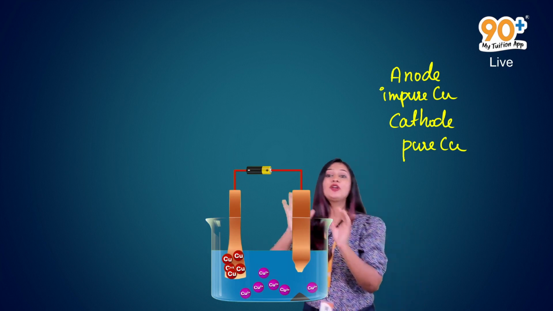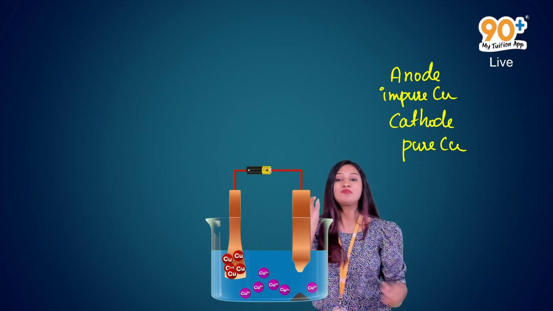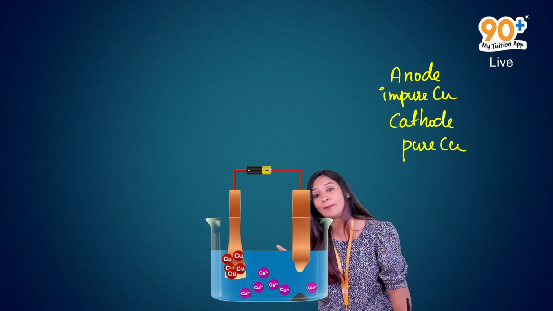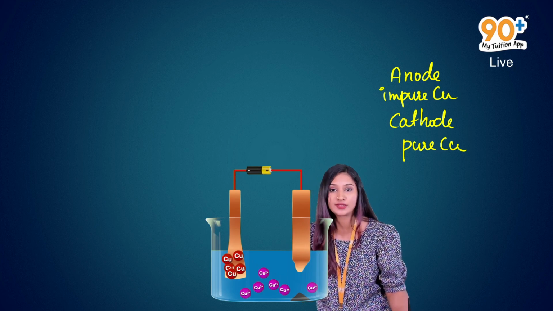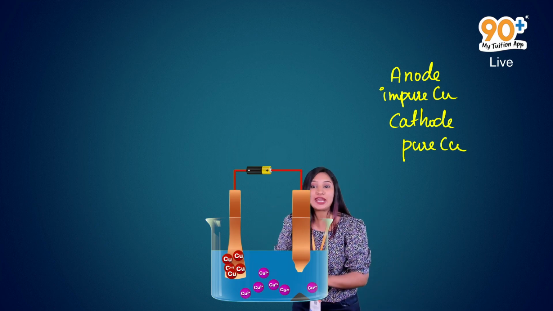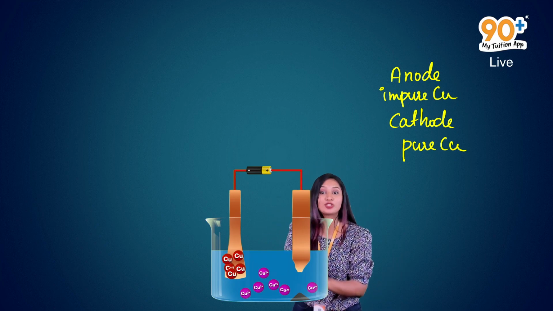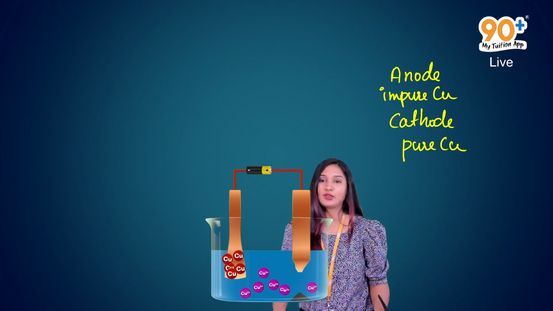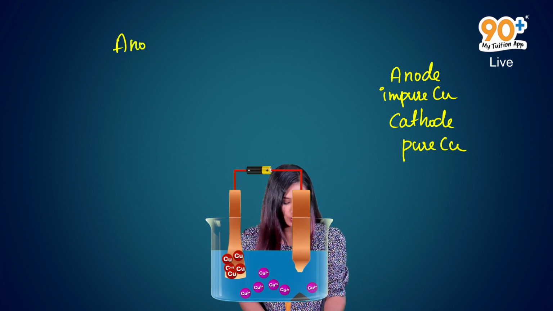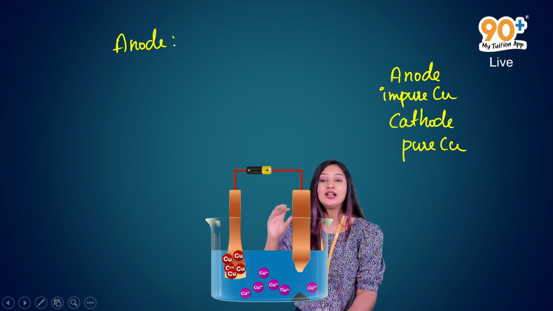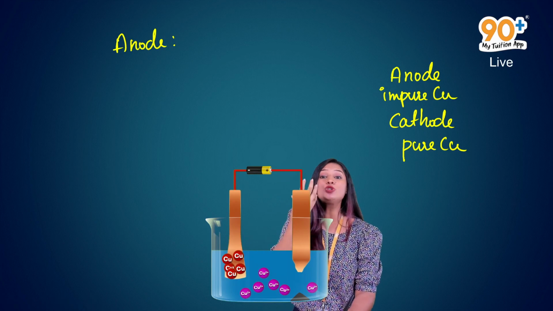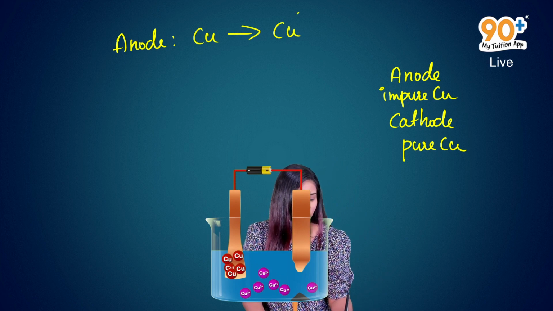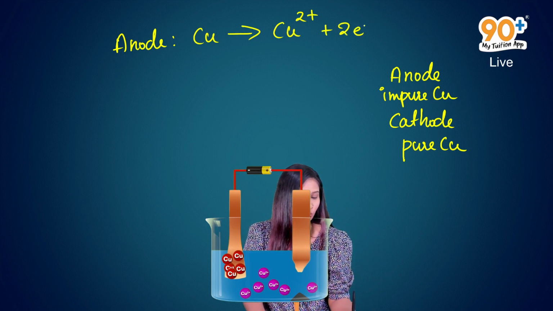Alright? Yes. Like electricity passes, pure copper from the anode gets dissolved into the solution as Cu2+. Okay? And an equivalent amount of Cu2+ from the solution gets deposited at the cathode. Simple. So, the equation: at anode, what happens? Copper will go into the solution as Cu2+, giving 2 electrons.